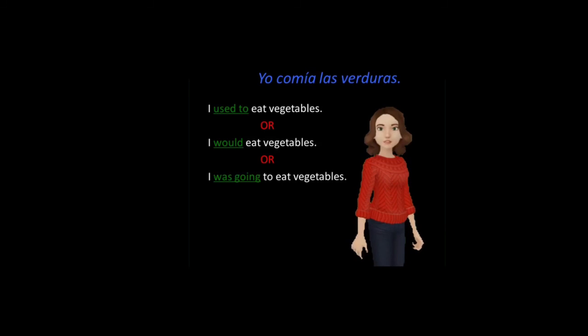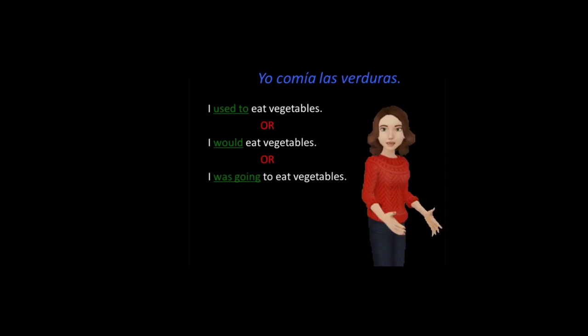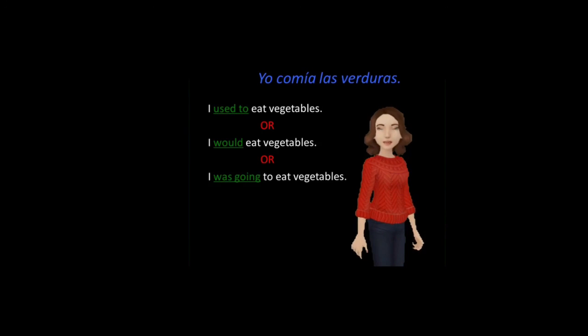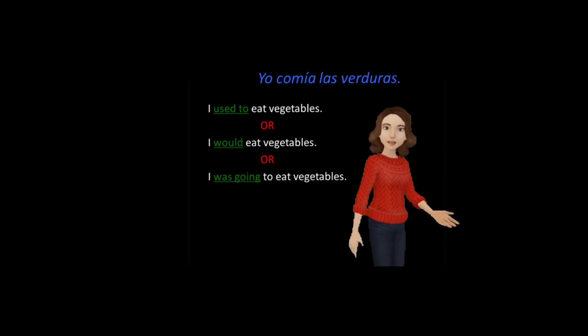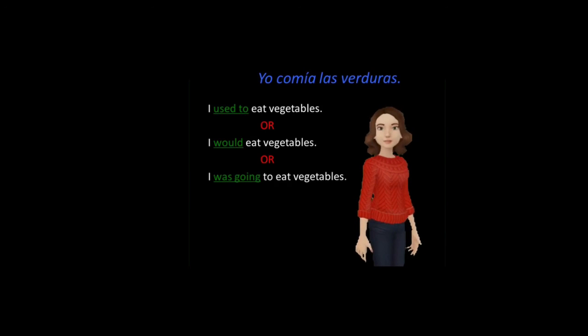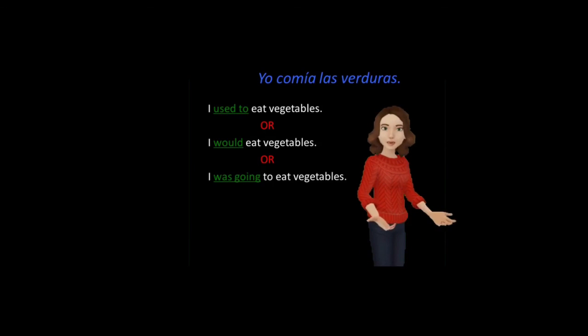Remember that the imperfect tense does not work in the same way as the preterite tense, even though they are both forms of the past tense. Let's look at the sentence, Yo comía las verduras. In English, that particular sentence can be translated by saying either I used to eat vegetables, I would eat vegetables, or I was going to eat vegetables.